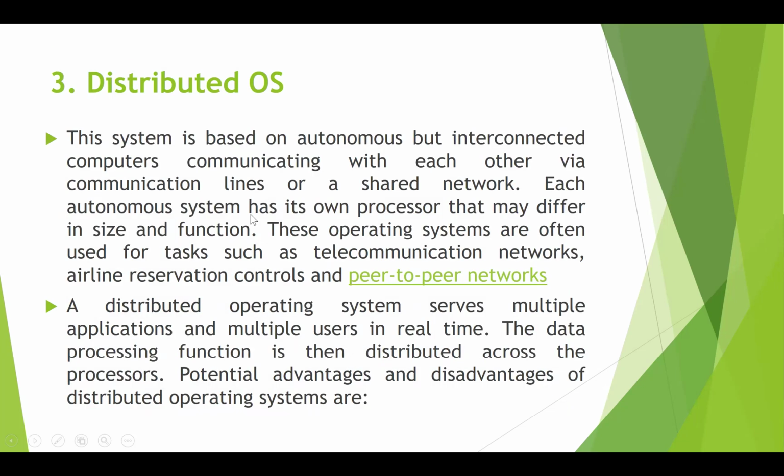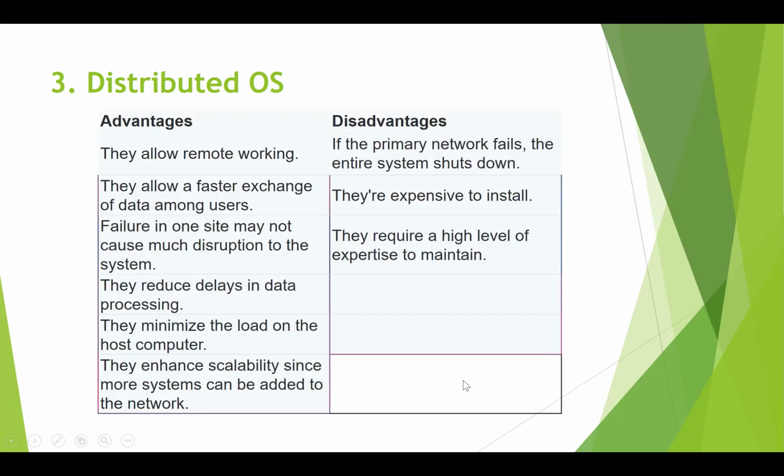Distributed OS. Basically, the name itself indicates that peer-to-peer networks will be used. The system is based on autonomous but interconnected computers communicating with each other via communication lines or a shared network. So each autonomous system has its own processor that may differ in size and function. A distributed operating system serves multiple applications and multiple users in real time. Advantages and disadvantages, let's concentrate. It is also used for working remotely.